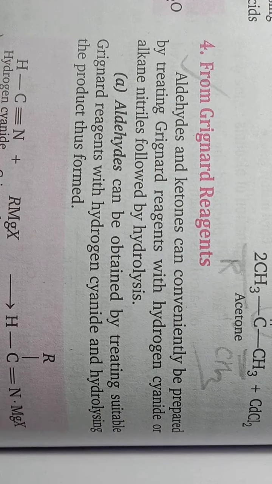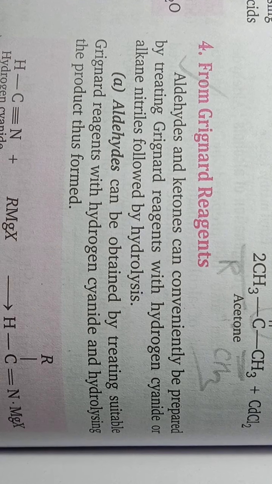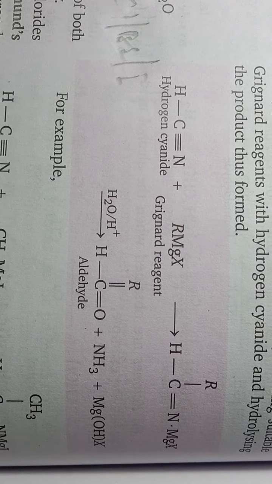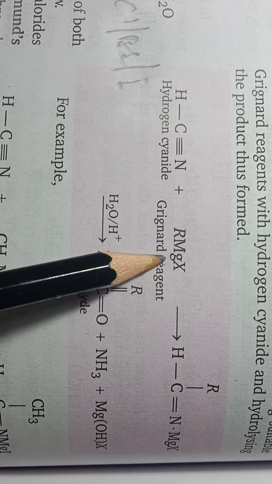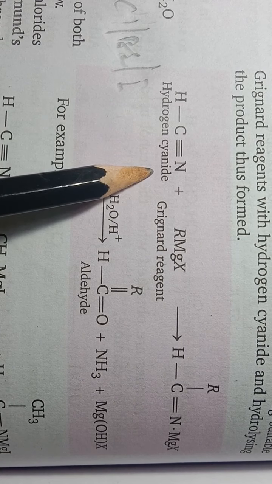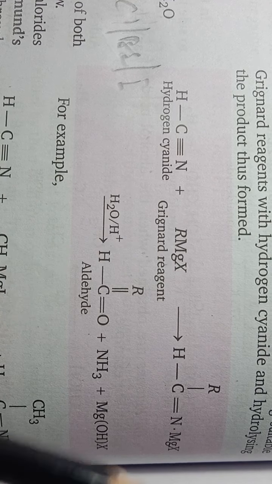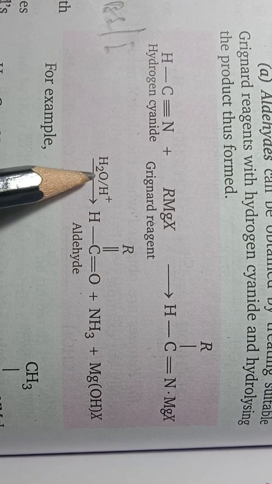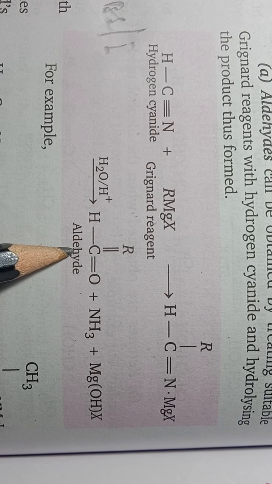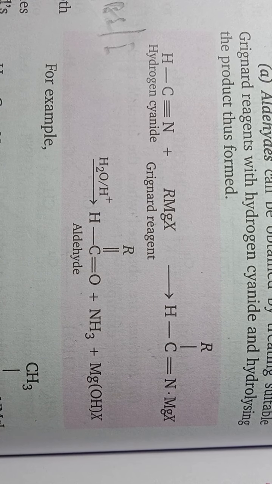Students, the next preparation is from Grignard reagent, and it is a very important preparation of aldehydes and ketones. Aldehydes can be prepared with Grignard reagent when this reagent reacts with hydrogen cyanide. Hydrogen cyanide reacts with Grignard reagent and forms an addition product, and this addition product after hydrolysis forms aldehyde plus ammonia plus magnesium hydroxy halide.